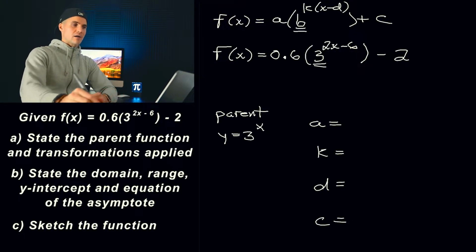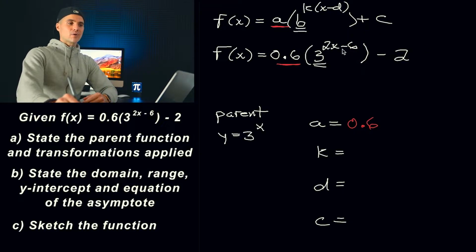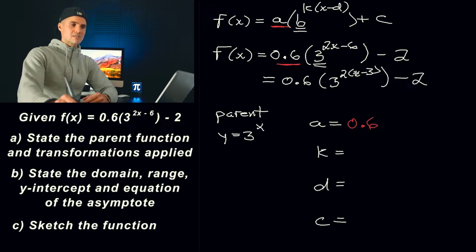Well, notice the a value, super easy to get, right? This a value, it's just going to be 0.6. The k value and the d value, you've got to be careful. Remember, what has to happen? The k value has to be factored out, and notice that here it's not factored out from the x. So we actually have to rewrite this function as 0.6, 3 to the power of 2 bracket x minus 3. And now this function is in that general transformation format.